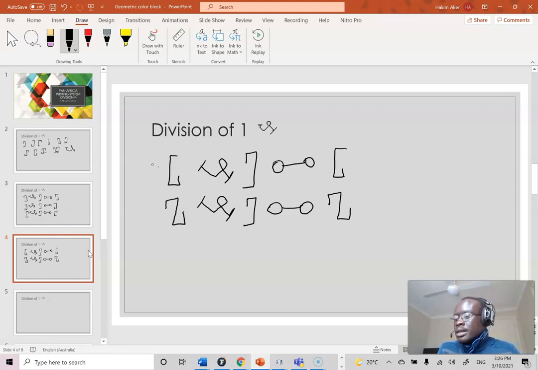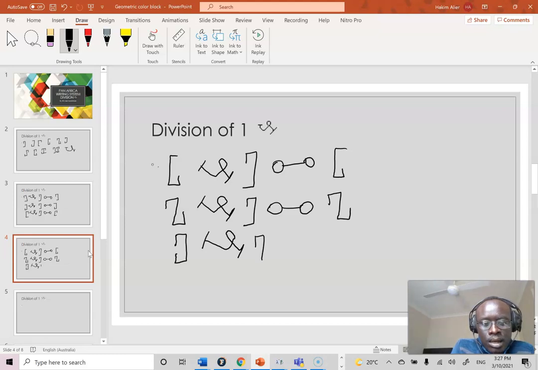And 6 itself is this way. We do 6 like this. As you can tell before, the way we do 6 is this way, like that. That is 6. 6 divided by 1 will give me 6. So 6 divided by 1 will give me 6.